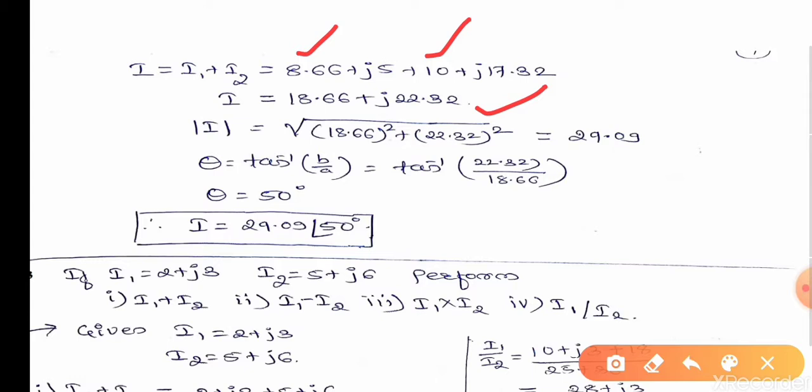Next, take the magnitude of the answer, that is equal to square root of a square plus b square. 18.66 square plus 22.32 square, that is equal to 29.09. Next, theta is tan inverse of b by a, that is equal to tan inverse of 22.32 divided by 18.66. So theta you will get as 50 degree. Therefore I equal to 29.09 at an angle of 50 degree.